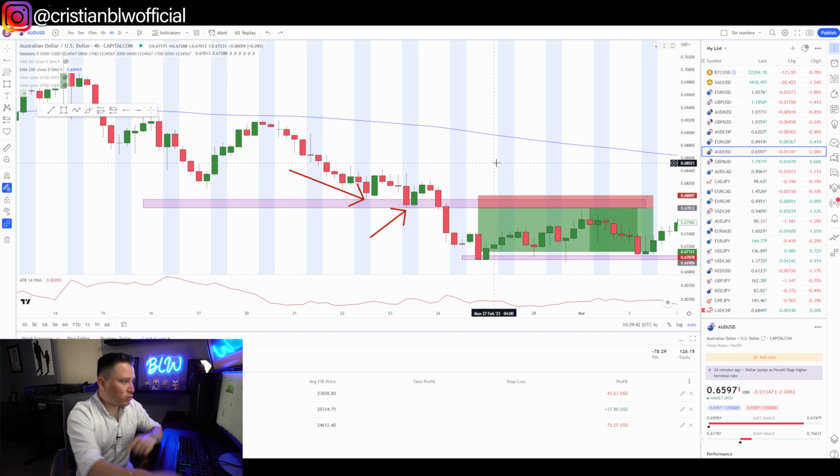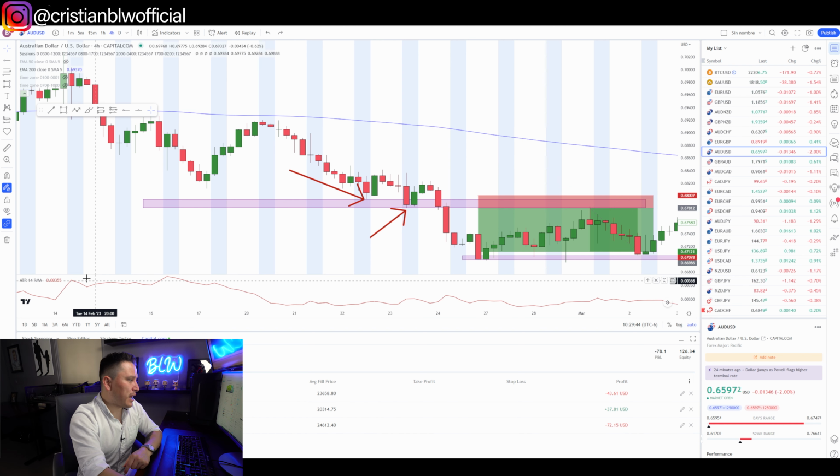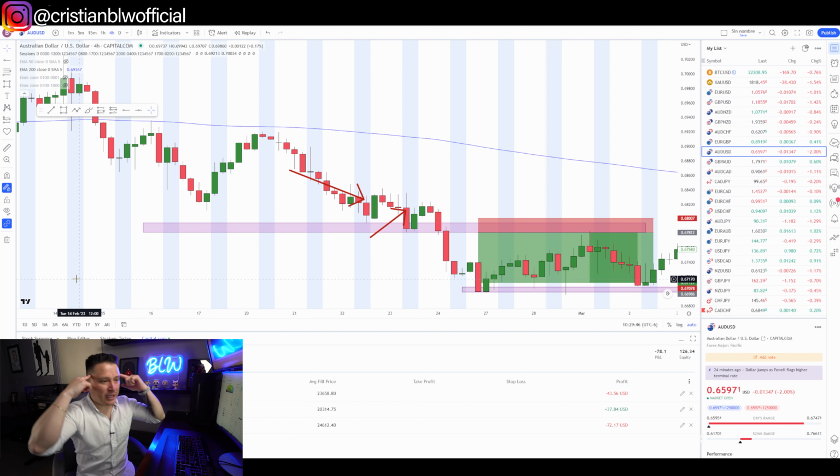And this is the most important thing that you need to keep in your mind, and I keep on saying this to you. You're not supposed to guess where the market is going. You're not supposed to guess what's going to happen with the dollar and the euro. You're supposed to try to figure out where a bunch of institutions and a bunch of traders are placing their pending orders. That's the most important thing.